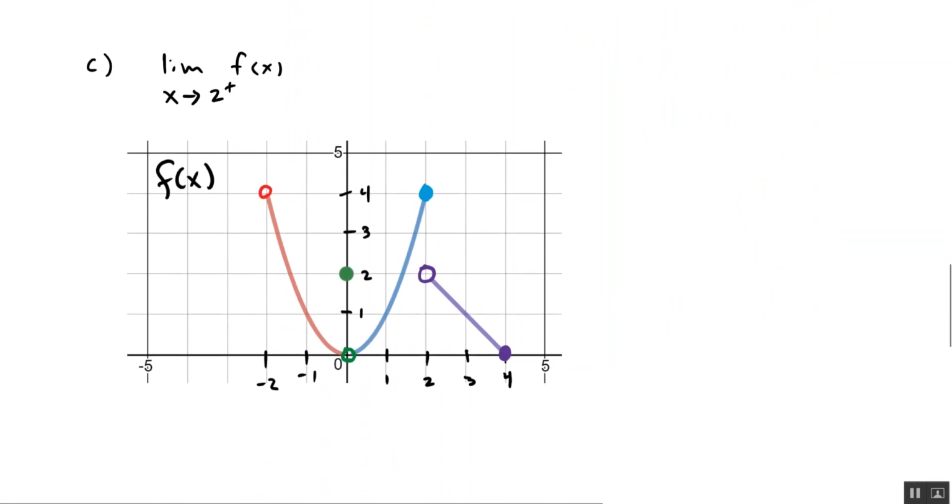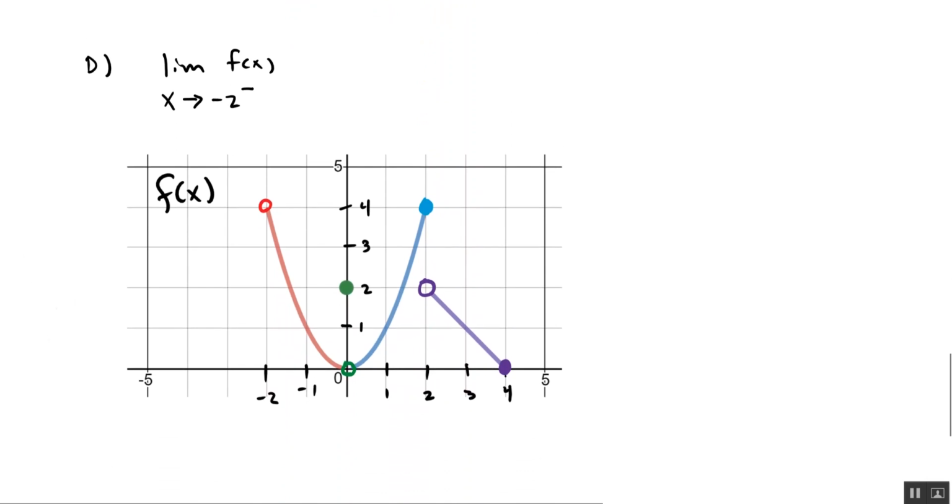Let's try C. C's checking on the limit of the function f as x approaches 2 from the right. So I'm only concerned with the right this time. As I go up, it looks like my y value is approaching 2. So I'm going to say the limit here is 2.